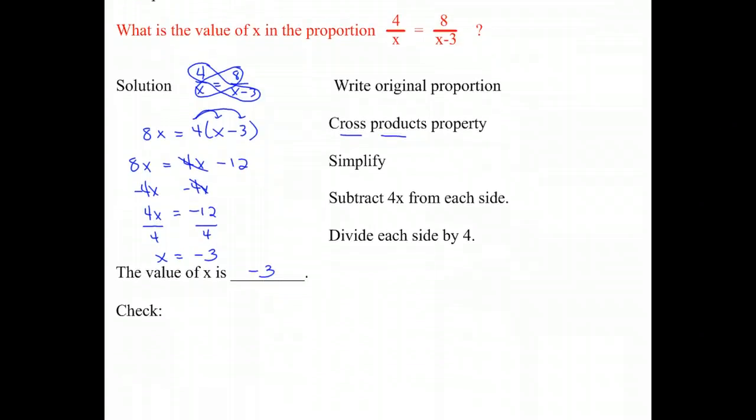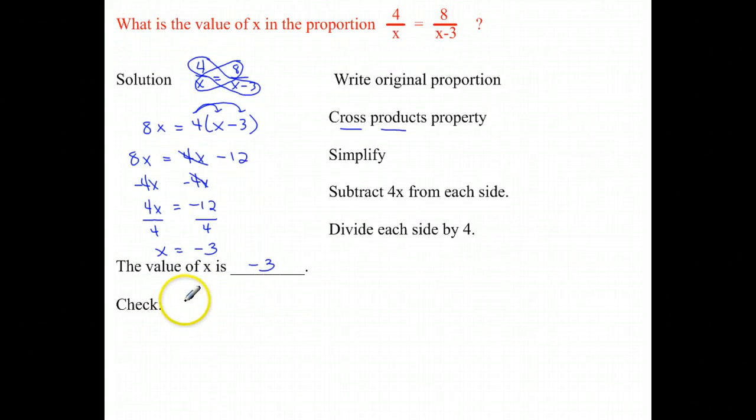I'm just going to check my work real fast. If I go back to the original problem, I had 4 over, I believe that x is negative 3, so I'm going to fill that in, is equal to 8 over, if negative 3 is x, negative 3 minus 3 is negative 6. Now I want to make sure that these two values are equivalent to each other. I would pick up my calculator if I couldn't do this mentally, and I would do 4 divided by negative 3. I'm going to get negative 1.3 repeating. On the right-hand side, I'll pick up my calculator again if you can't do it mentally. 8 divided by negative 6 is negative 1.3 repeating. So my answer checks out.